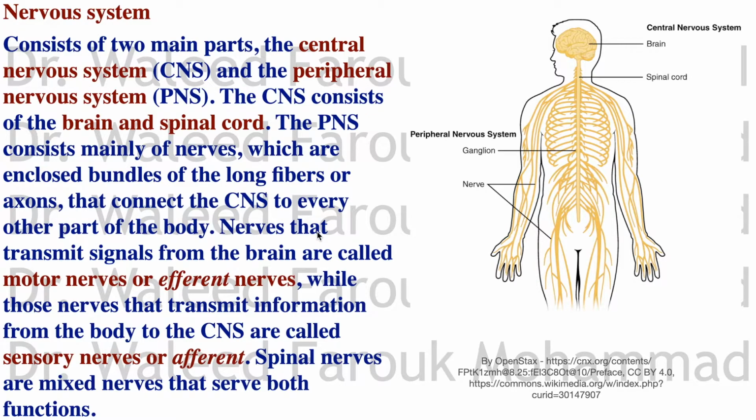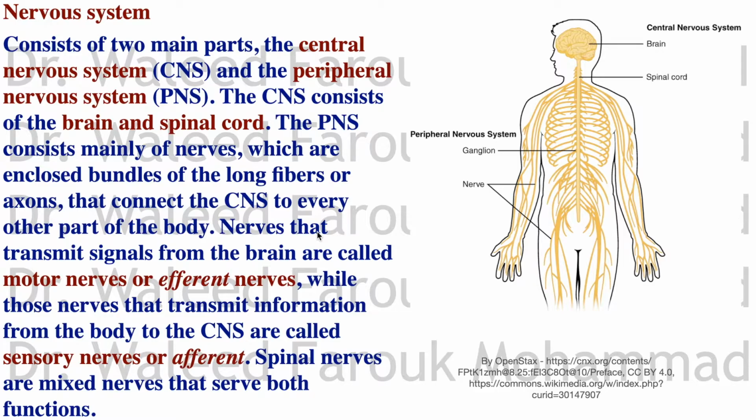The nervous system has two main divisions, the central nervous system and the peripheral nervous system. The central nervous system is everything that lies within the bone, meaning the brain, the cerebral hemispheres, the cerebellum, the brainstem that lies within the cavity of the skull, and the spinal cord, which lies in the cavity of the vertebral column.